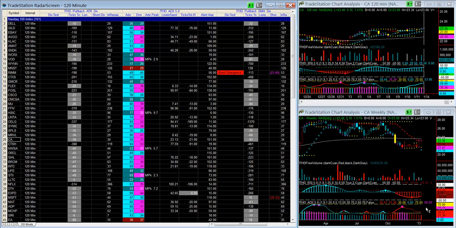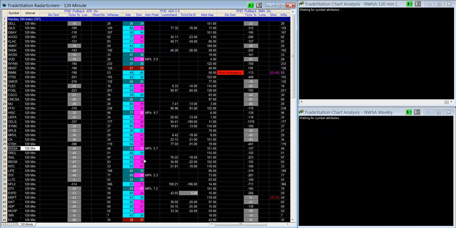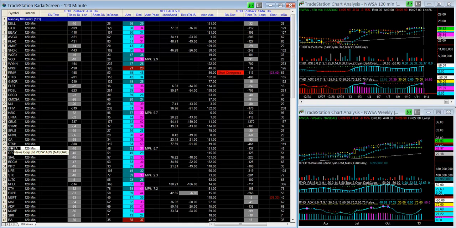CA, you're going against the weekly as it stands right now, so just right off the bat I'm not interested in it. And also you potentially could have a magenta peak. Now when this approaches the magenta peak, when this approaches the ATR after the magenta peak, then I would relook at it. Okay, NWSA.